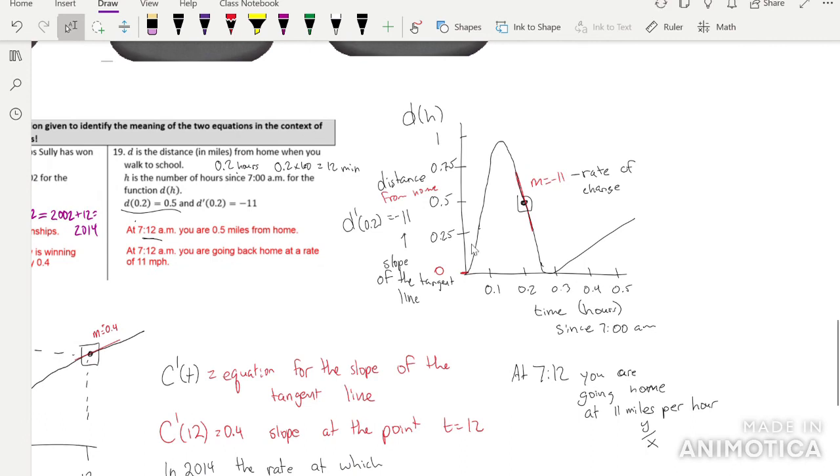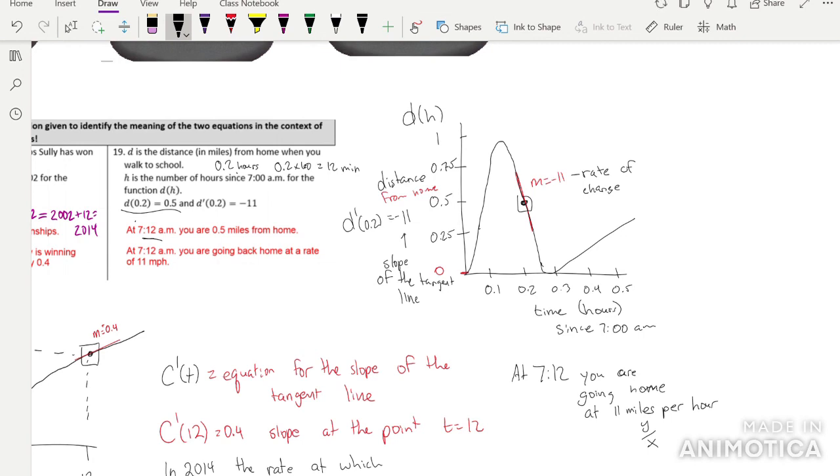Your graph, if you're actually driving a car, is going to be all over the place because you're going to be stopping. So your graph is going to probably look more like this, and then you're going to come home, hit a couple traffic lights. So we want to be able to tell how fast you're going at any exact time, but without a graph, try to think about what is happening behind the scenes.